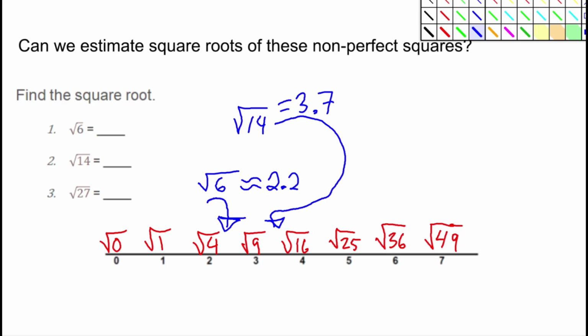And this is how I estimate. I just look at what it's closer to. And if I want an estimation, that's good enough. If I really needed a decimal, I would use a calculator and get the answer.